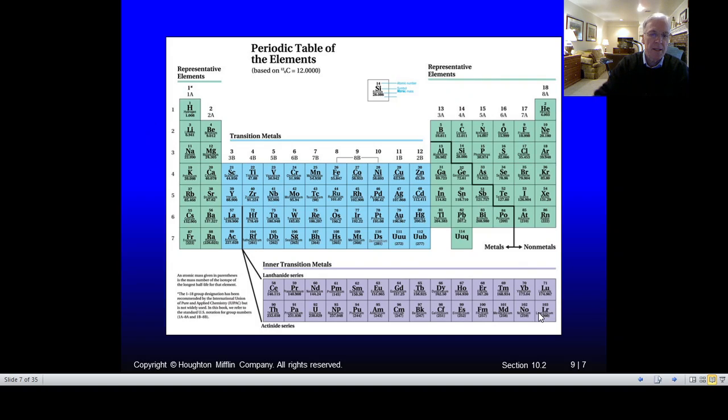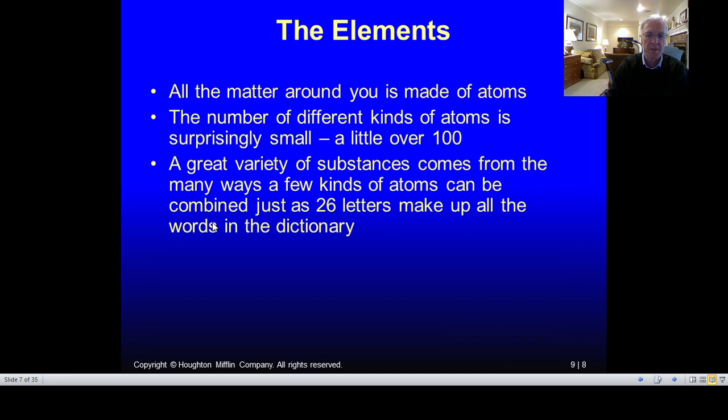So here's the periodic table. And like I said, the elements are numbered starting up here in the upper left-hand corner, and as you move from left to right, they go 1, 2, 3, 4, 5, 6, and so forth, all the way down to barium, which is element 56. And that's as far as we're going to go. We're only going to learn the symbols for the elements 1 through 56.